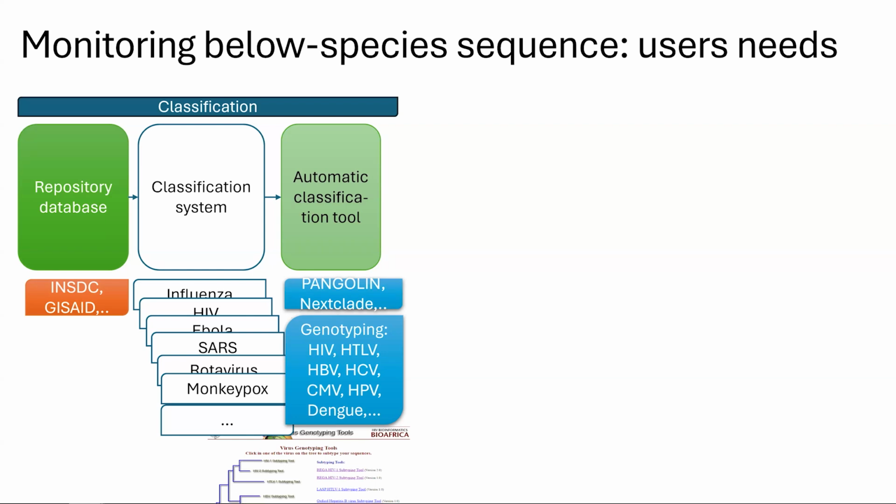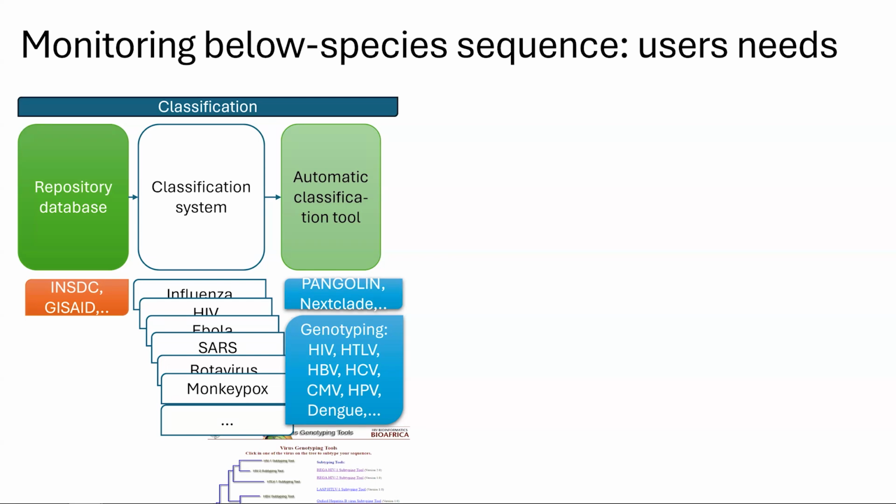Then we need a classification system. So there are many classification systems. It depends, of course, on the virus. It was interesting to see that Richard pointed out for RSV we could use the Pango system because it was nice. So maybe we could have some recommendation on which kind of system would be the best for future classification.